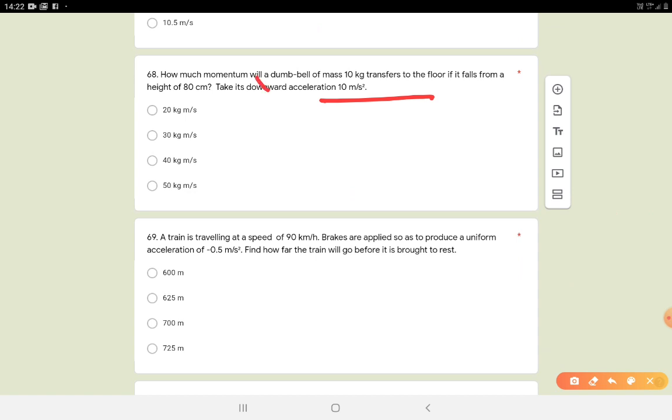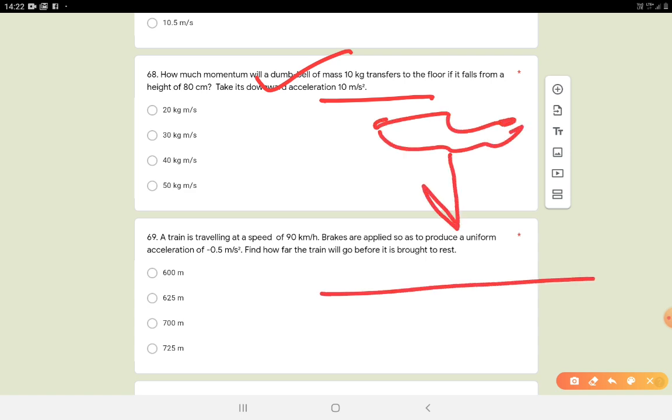So we have to find the momentum of a dumbbell. As we know, the formula of momentum is mass into velocity. Suppose this is a dumbbell and this is the ground, and when this dumbbell falls from a height of 80 centimeter, it will strike the ground. So here we have to find the momentum. For finding this, we should have the mass of this dumbbell and the velocity by which it strikes the ground. So we should have these two things.